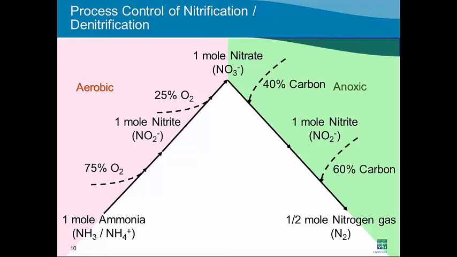Under different conditions, this time anoxic conditions, so anoxic is a very low DO environment with nitrate, there are heterotrophic bacteria, our run-of-the-mill bacteria that degrade our BOD, that use carbon to convert that nitrate first to nitrite and then to nitrogen gas, which bubbles out of the system, and the nitrogen is removed.